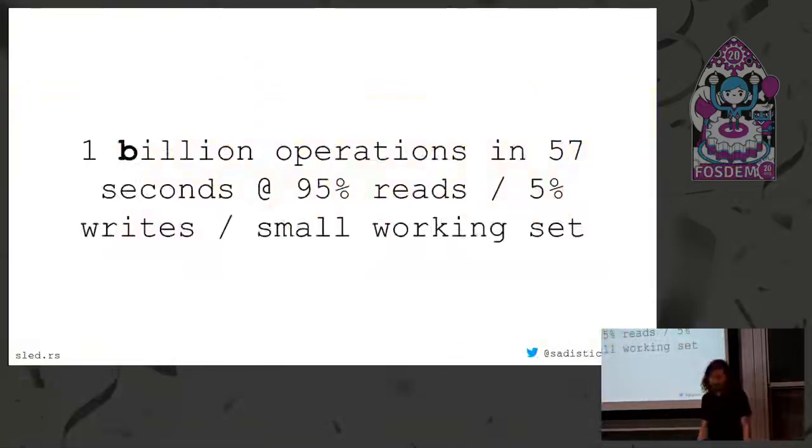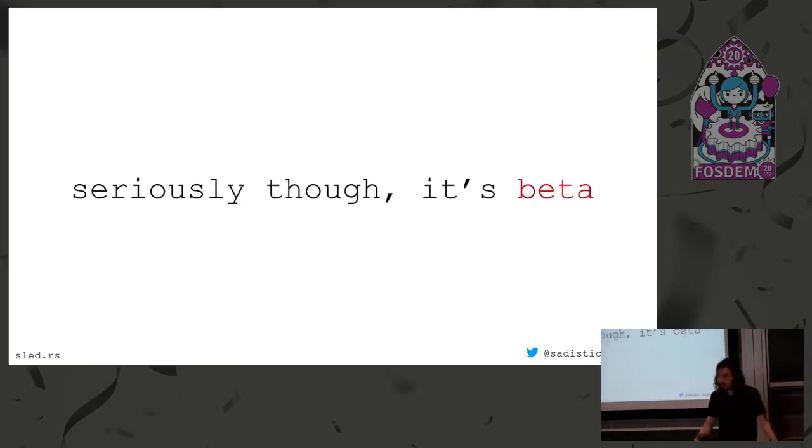Anyway, how fast is it? Very fast. It can do over 17 million operations per second when you're doing a 95% read, 5% write workload, which is somewhat representative of most transactional workloads. So it's very fast, but it's definitely still beta. So you don't store your primary data in it yet.